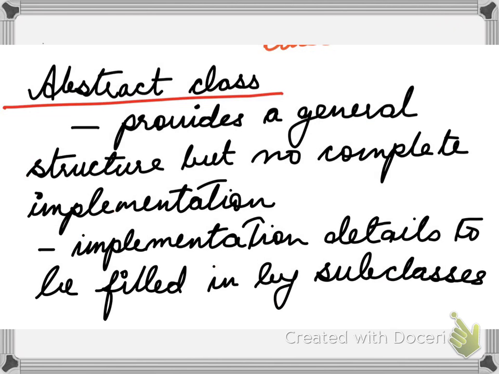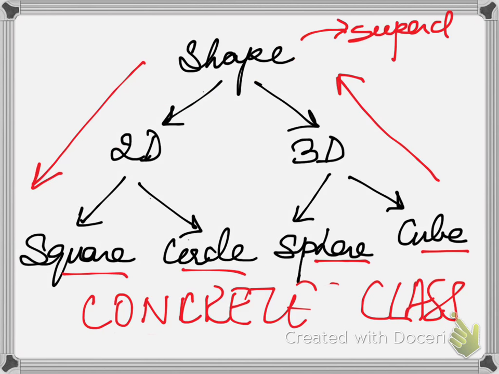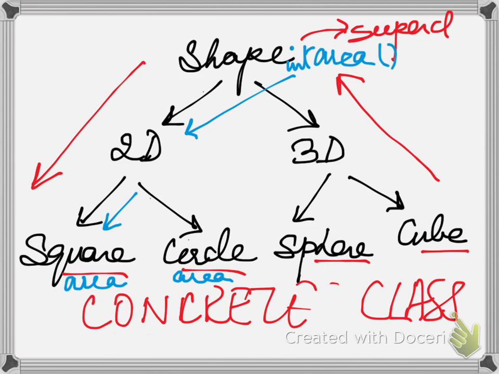First of all, an abstract class will provide a general structure, but it will not have any complete implementation. So in shape, I may have a method called area which returns an integer. Now, how do I compute the area of a shape? There is no way I can compute it because there is no formula for it. Similarly for 2D, because 2D will inherit area from shape, I cannot compute it either. But I can compute the area for a square. In the same way I can compute the area for a circle because I know how it can be computed.